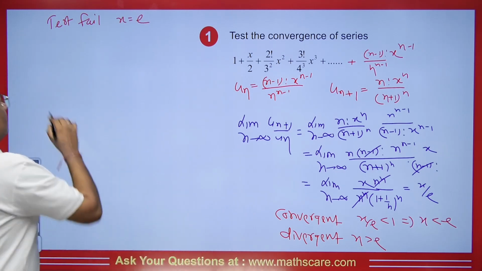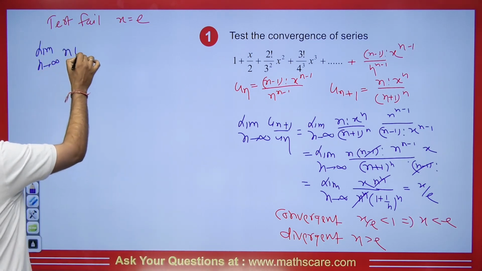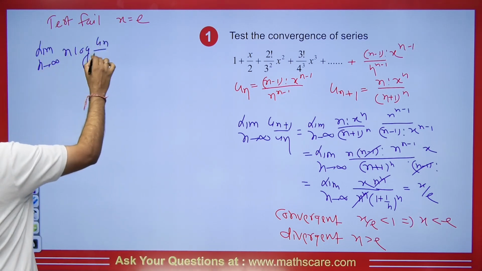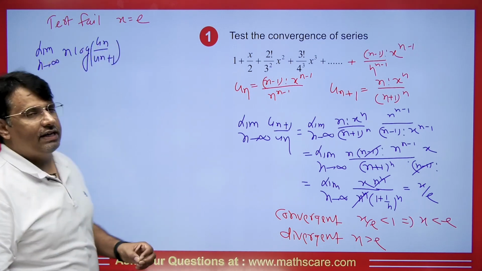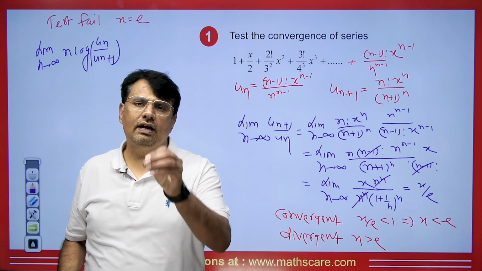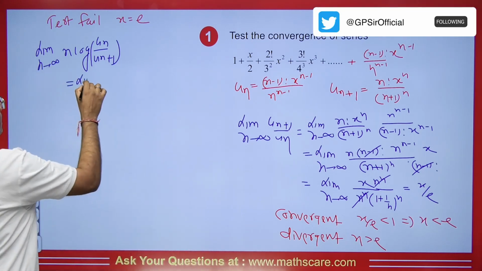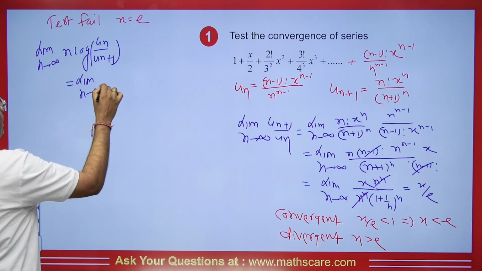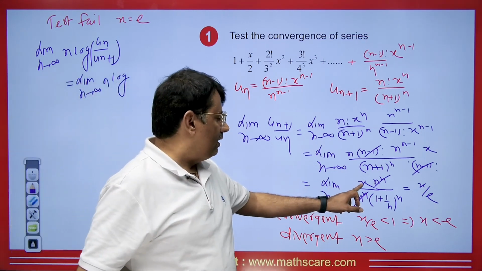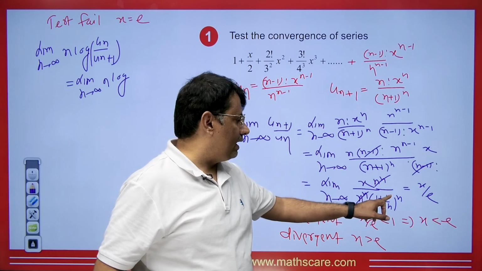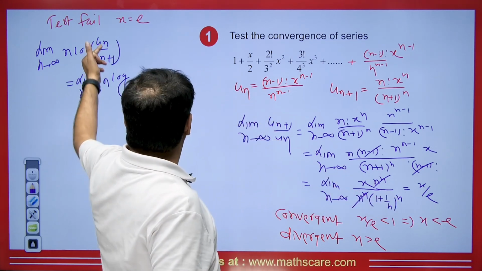When this logarithmic test is used, then we will get limit n tends to infinity, n log of un upon un plus 1. We will check if its value at n tends to infinity is greater than 1 or less than 1. Now we will find out this. What will we get then? Here we have limit n tends to infinity, n log. If you look at this value, which is x upon 1 plus 1 divided by n whole to the power n, this is un plus 1 upon un, and here it is its inverse.